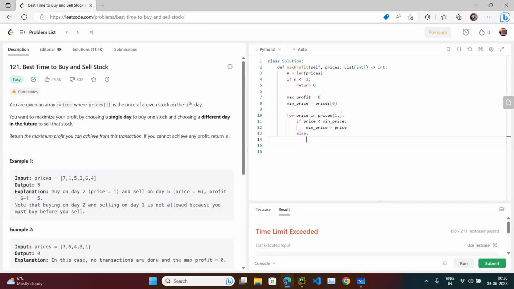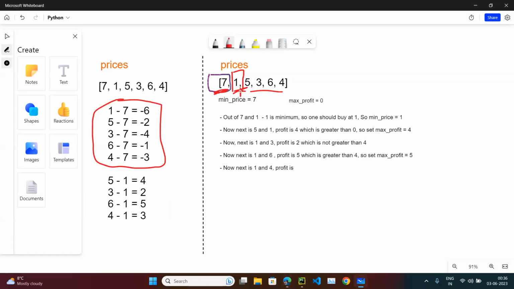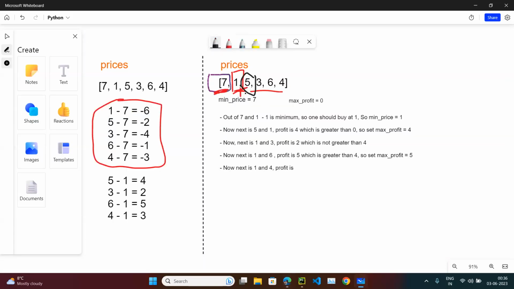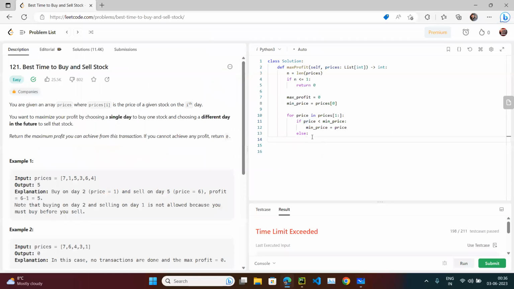So if the minimum price is 1, then I consider the minimum price is 1, and again start the loop. Okay, else. So now it's 1. All right, now my pointer will go to the 5. Then I am again going to compare whether 5 is less than 1. No, 5 is not less than 1. Then I am going to calculate the profit. So let's calculate the profit.